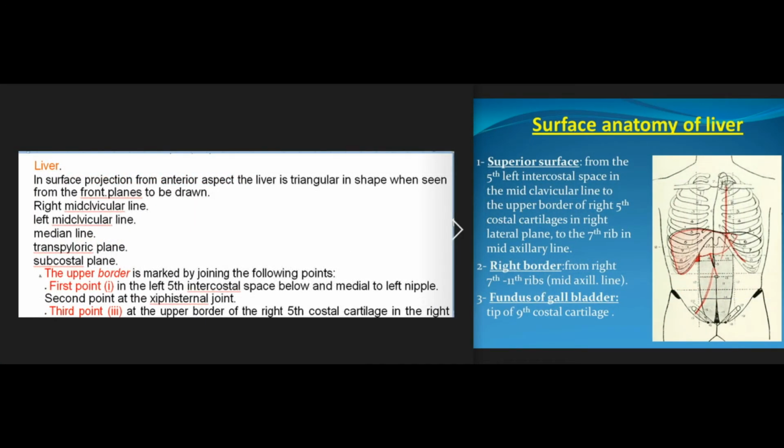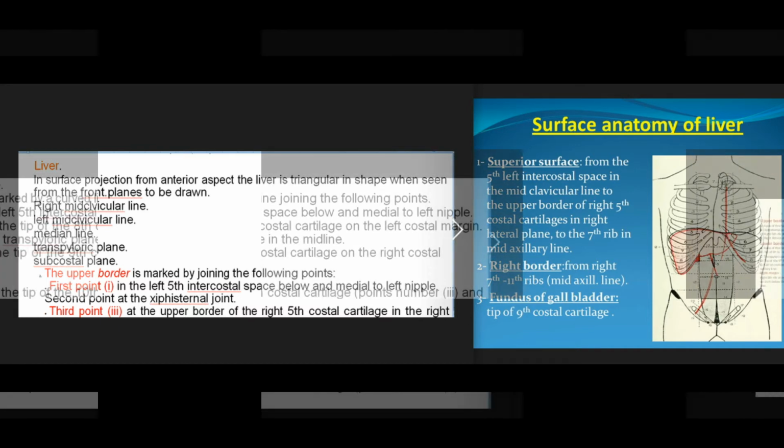Liver. In surface projection from anterior aspect, the liver is triangular in shape when seen from the front. Planes to be drawn. Right midclavicular line. Left midclavicular line. Median line. Transpyloric plane. Subcostal plane. A. The upper border is marked by joining the following points. First point, 1, in the left fifth intercostal space below and medial to left nipple. Second point at the xiphisternal joint. Third point, 3, at the upper border of the right fifth costal cartilage in the right lateral vertical plane.